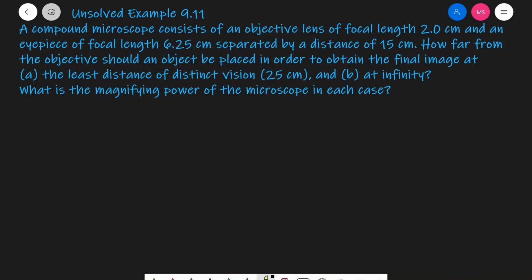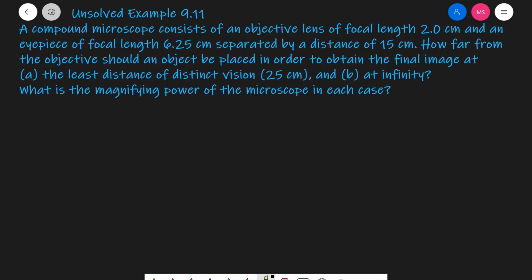Unsolved example 9.11. A compound microscope consists of an objective lens of focal length 2 cm and an eyepiece of focal length 6.25 cm separated by a distance of 15 cm. How far from the objective should an object be placed in order to obtain the final image at A. the least distance of distinct vision, that is 25 cm, and B. at infinity? What is the magnifying power of the microscope in each case?